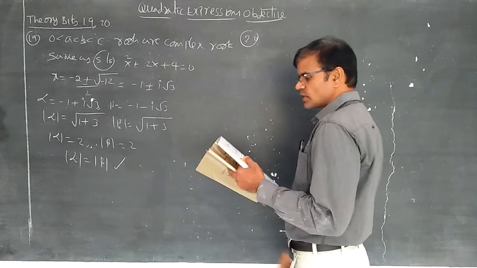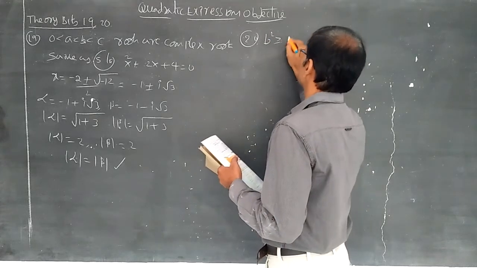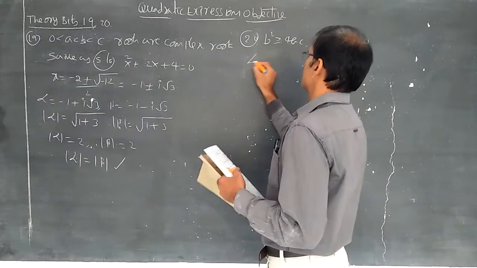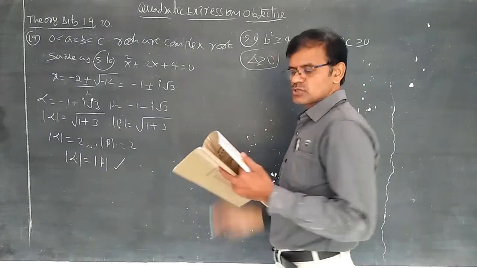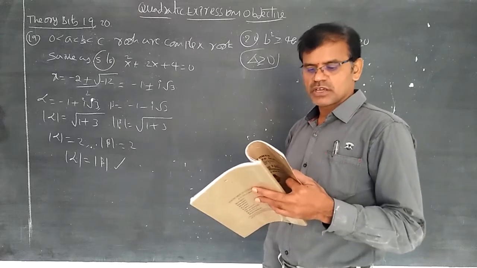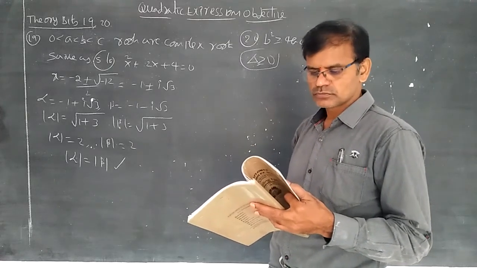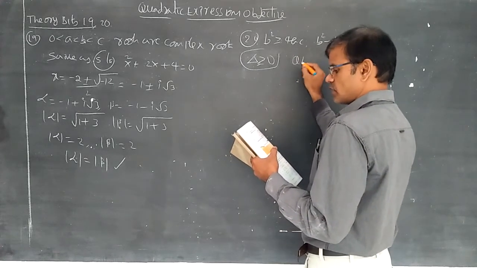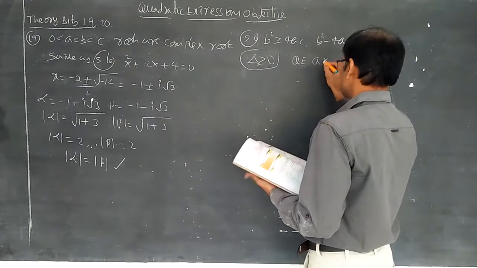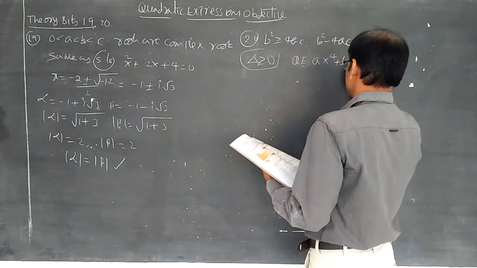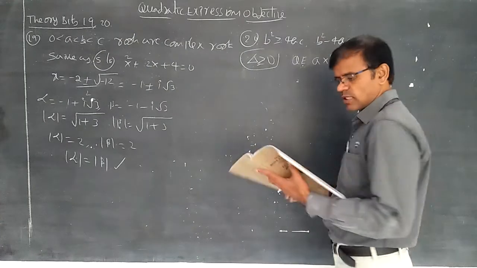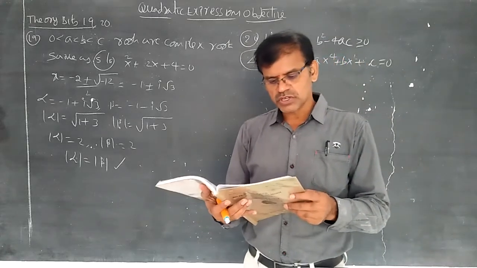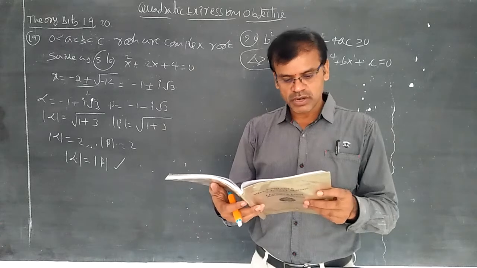28th question, if b square greater than or equal to 4ac, that implies b square minus 4ac greater than or equal to 0, delta greater than or equal to 0, roots are real and distinct. Consider the equation ax power 4 plus bx square plus c equal to 0. Of course, this is also like a quadratic equation. Then all roots of the equation will be real. It is a biquadratic equation.